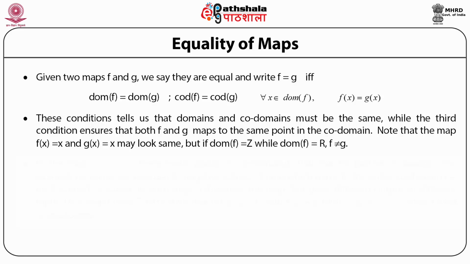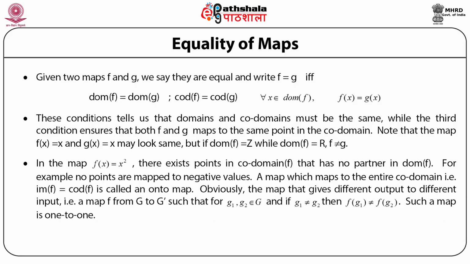Note that the maps f of x is equal to x and g of x is equal to x may look the same. But if the domain of f is Z, which is a set of integers, while the domain of g is capital R, which is the set of real numbers, then obviously the map f is not equal to the map g. Consider now a map f of x is equal to x square, which means that for every element x in the group G, we assign an element x square in the group G prime.